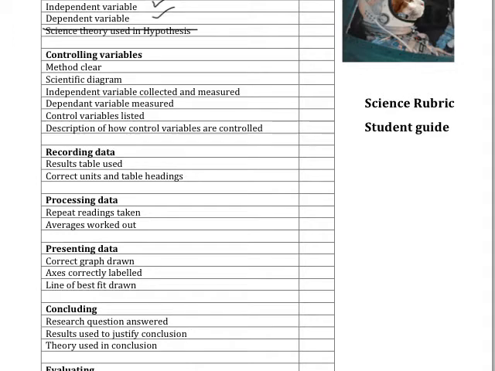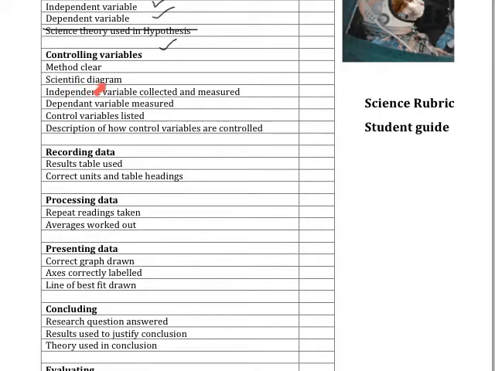Now we're going to go on to the next section, controlling the variables. Methods need to be so clear that your method could be followed by somebody you've never met before just by reading your report. It's not that it has to be long, you just have to have some very specific things in it. Now, a good way to make your method clear is to use bullet points. Write things as a list, okay, as if you were writing a recipe.